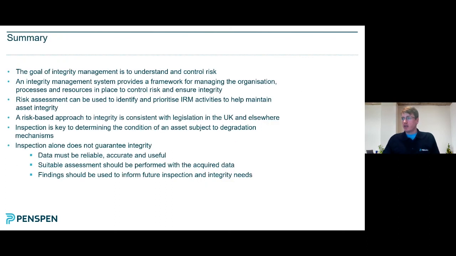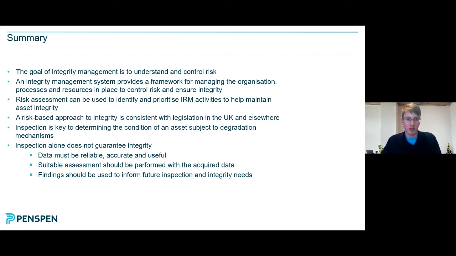So then, just to summarise, hopefully what I've made clear is that the goal of integrity management is first and foremost to understand and control your risks. That means that risk assessment is fundamental to integrity management.